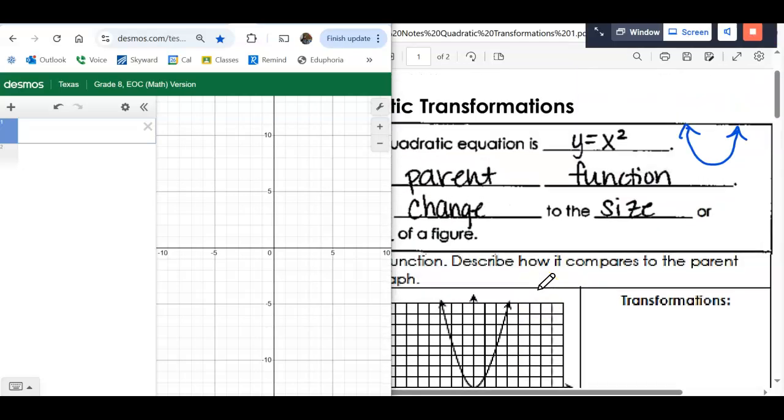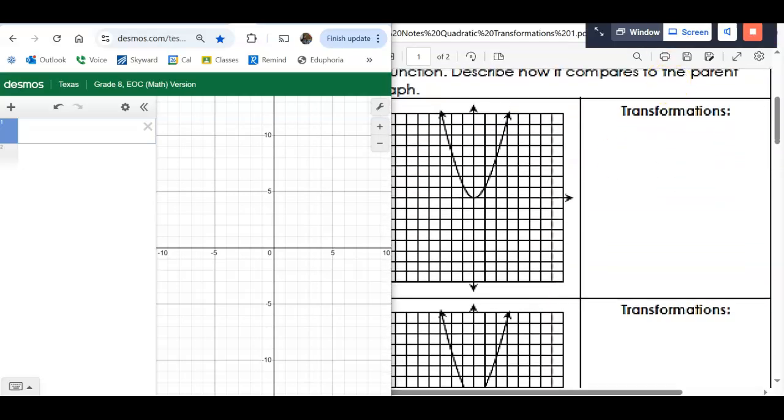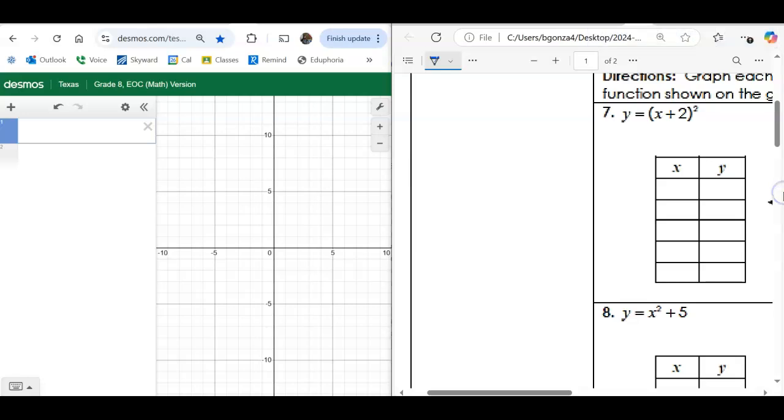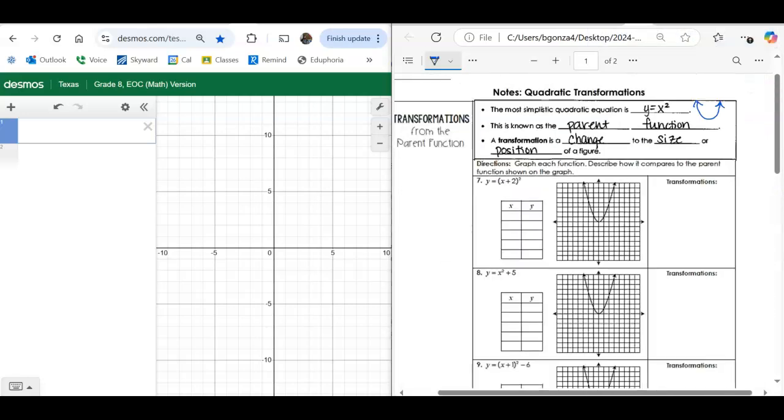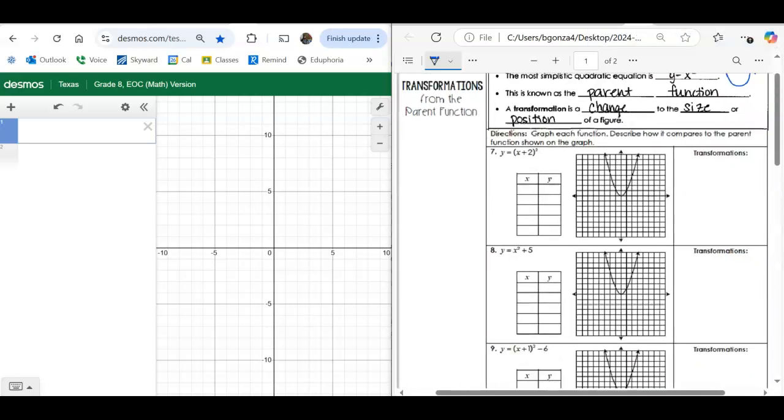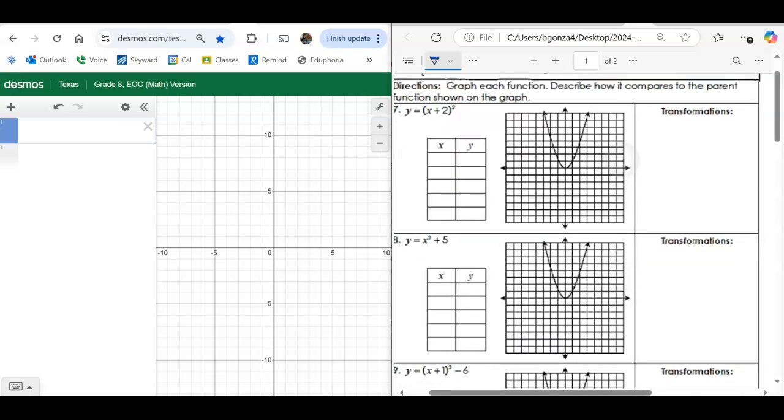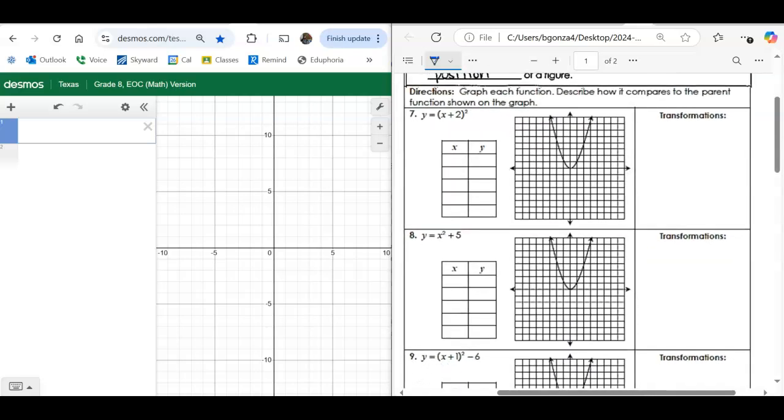Cool. Now, looking at this, don't ask me why it starts on number 7, because I didn't make it. There we go. Number 7, which should be number 1. X plus 2 in parentheses squared. Okay? Now, does everyone see that there's already a parent function, right?